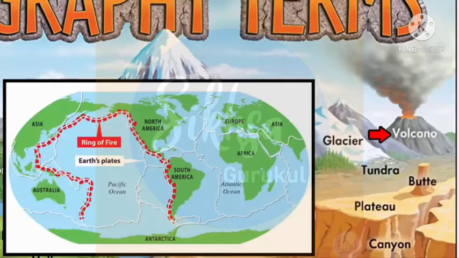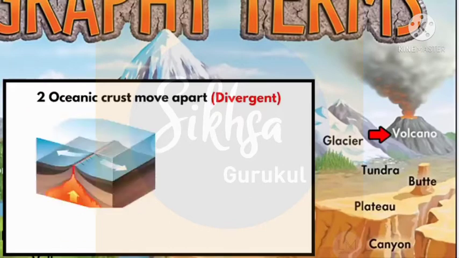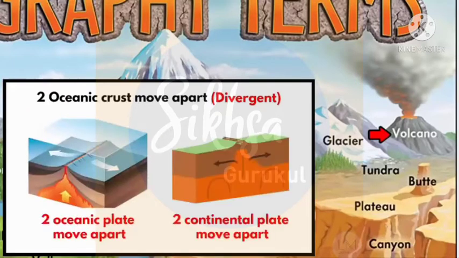A good example is the Ring of Fire in the Pacific Ocean. The Ring of Fire is a ring of volcanoes around the Pacific Ocean that result from collision of oceanic plates with lighter continental plates. Now coming to the second scenario, when two tectonic plates move apart from each other. It is called a divergent boundary. It can occur between two oceanic plates or two continental plates.